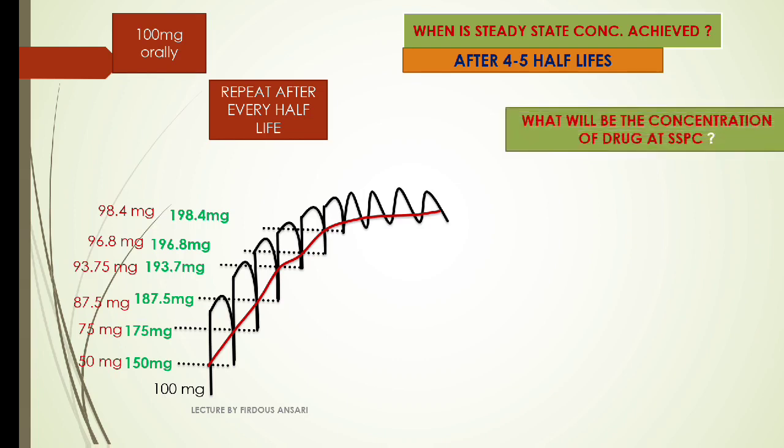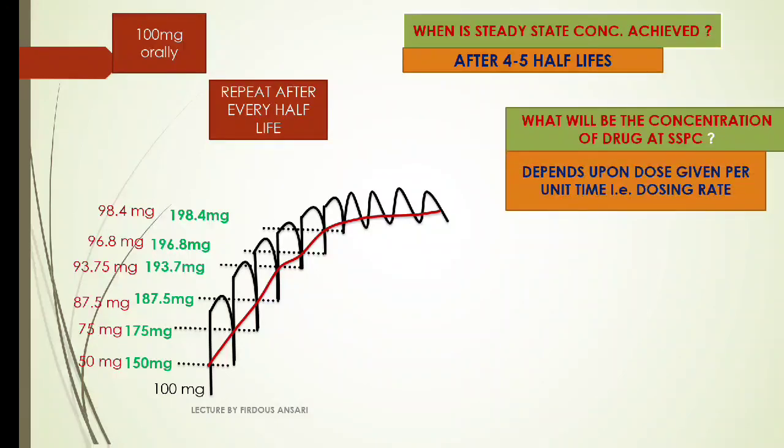Another question that will come to your mind is what will be the concentration of the drug at steady state plasma concentration? Okay, SSPC means steady state plasma concentration. What might be the concentration of the drug? We are administering a drug amount equal to the drug getting eliminated. So what exactly will be the concentration of the drug in the plasma at steady state? The answer is it mainly depends upon the dose given per unit time. It mainly depends upon the dosing rate, how much dose you are giving in how much time.